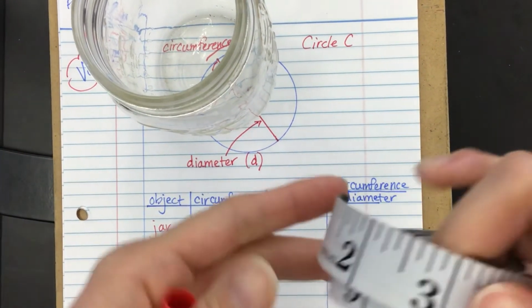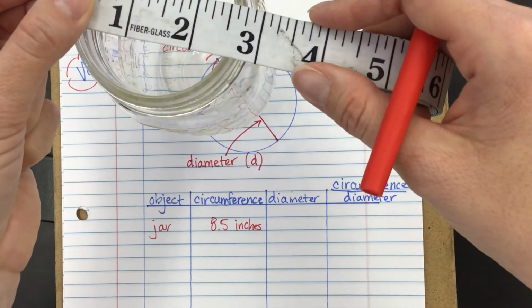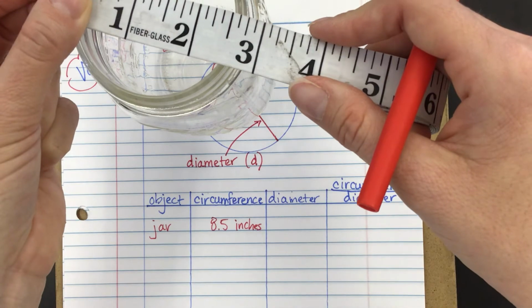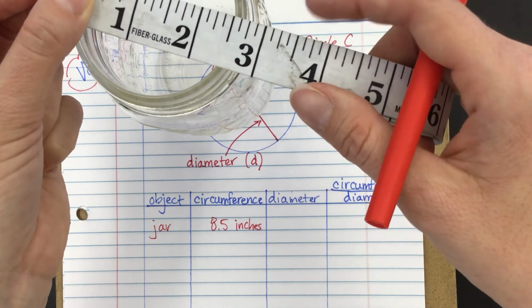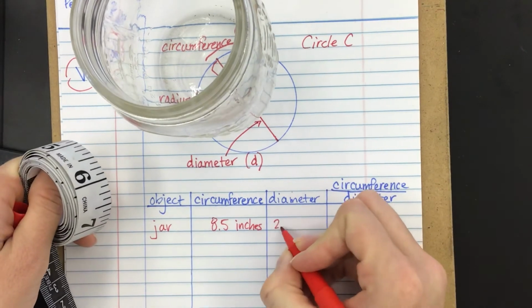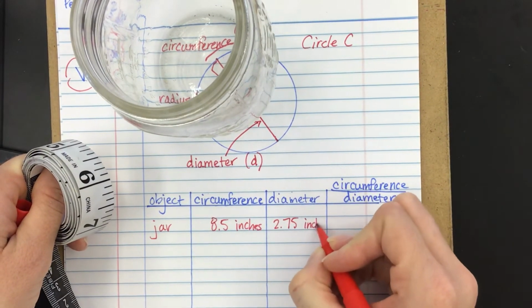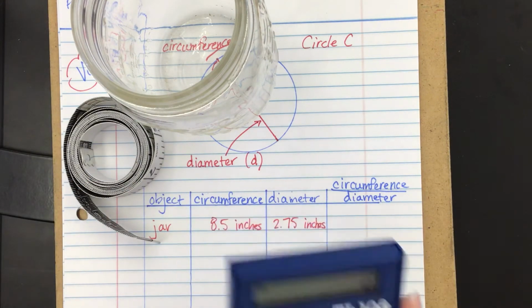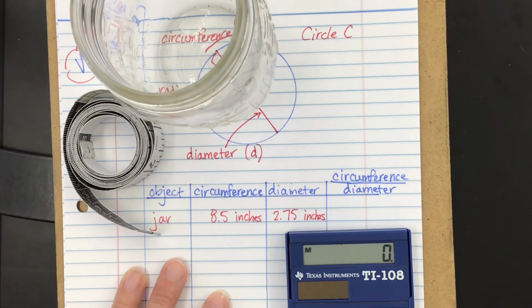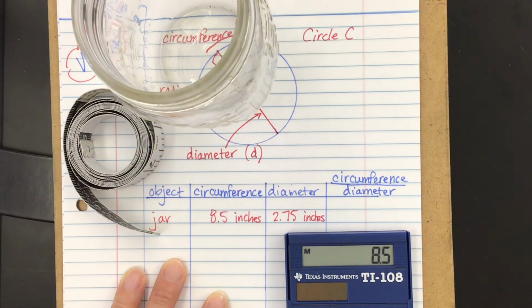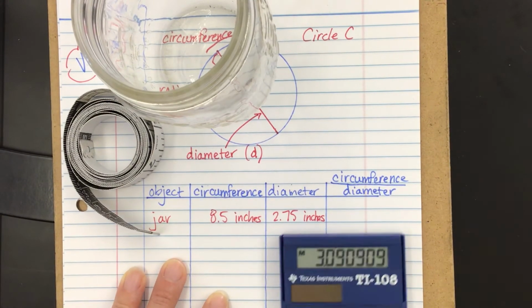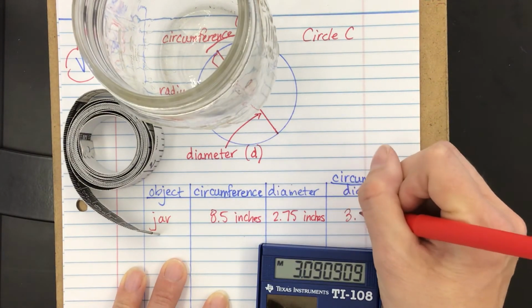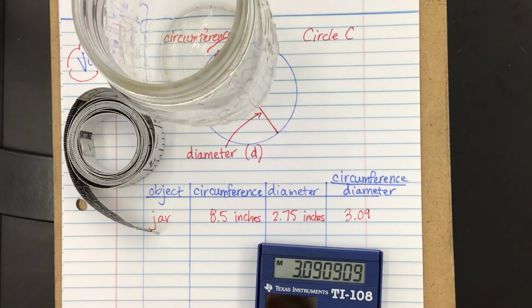Then I'm going to measure across like this. And I'm getting approximately 2 3/4, so 2.75 inches. Then you're going to want to have your cell phone or a calculator or something with you so that you can divide these. So 8.5 divided by 2.75, and I get approximately 3.09.